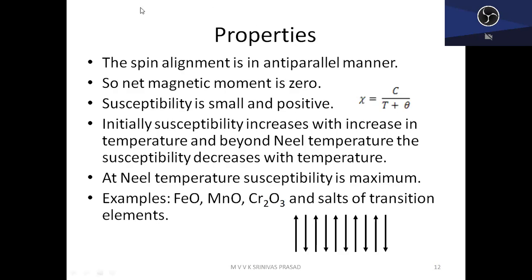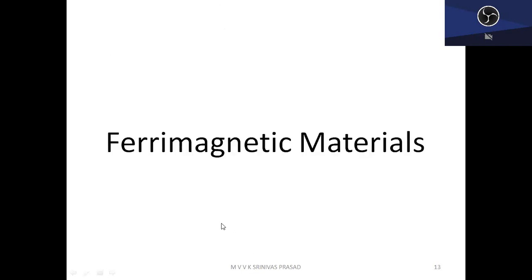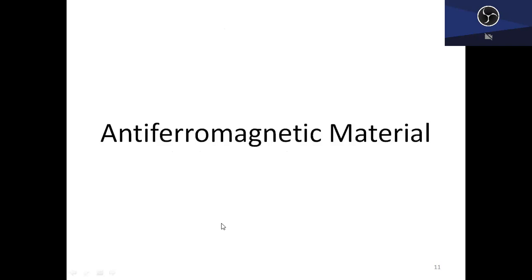You can just see the spin alignment is anti-parallel. The net magnetic moment here will be found to be 0. Why? Because you can just see this image, right? This arrow is going upwards, that is, we'll say a plus half, and this arrow is going downwards, and this is called the antiferromagnetic material. So this is about the antiferromagnetic material.